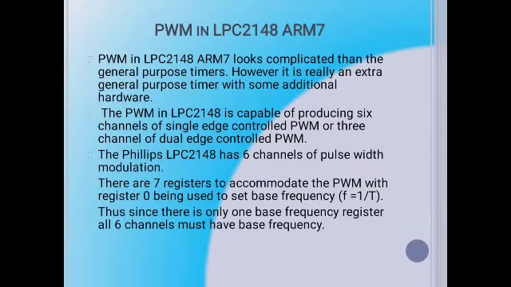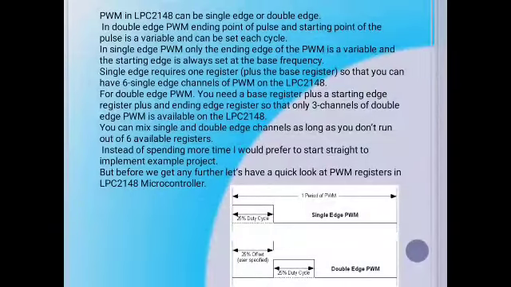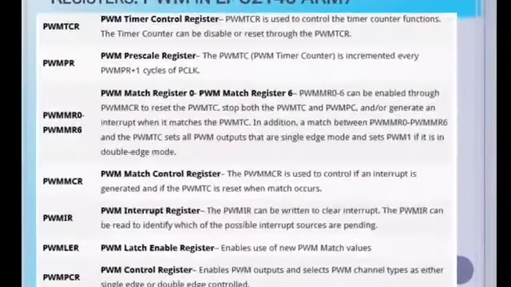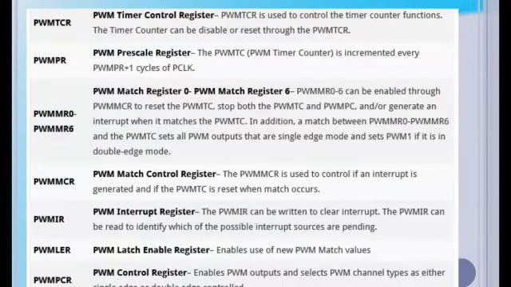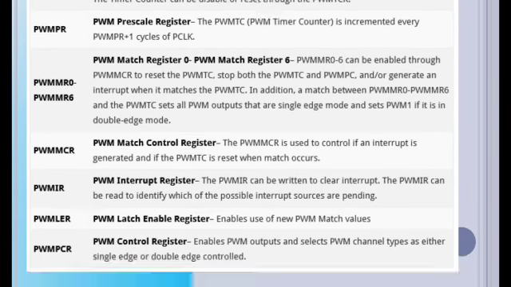Here in the ARM LPC2148 we have 6 PWM channels. They can be used singly or they can be double-edged, so 3 double-edged PWM signals are also possible. The PWM registers are the PWM timer control register, PWM prescale register, PWM match register 0 up to match register 6, PWM match control register, PWM interrupt register, PWM latch enable register and PWM control register.